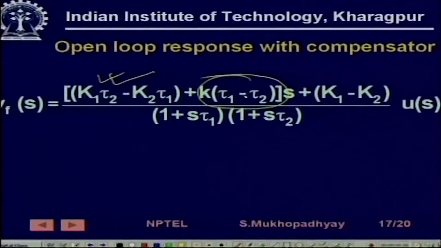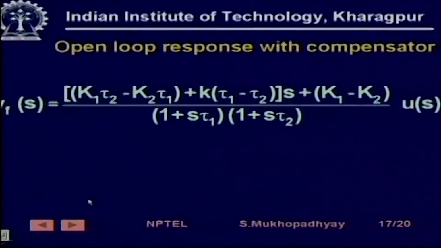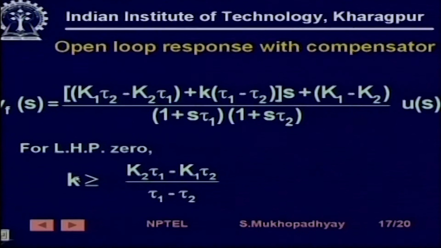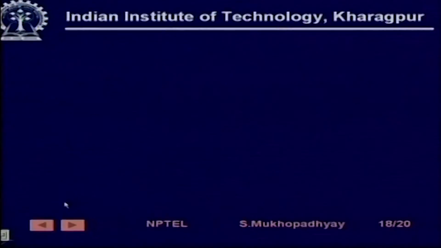So, if we want to shift the 0, then what we have to do is add this k in such a manner that k is greater than or equal to this. Then this 0 will become a left half plane 0 and the non-minimum phase response will not be shown to the controller. So, the controller will not see the non-minimum phase response and will not get confused. So, this is the approach which is taken for non-minimum phase systems.